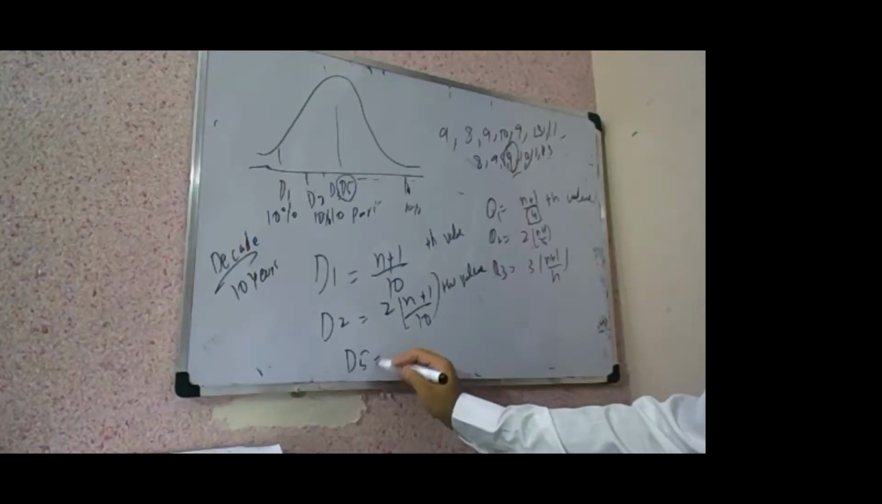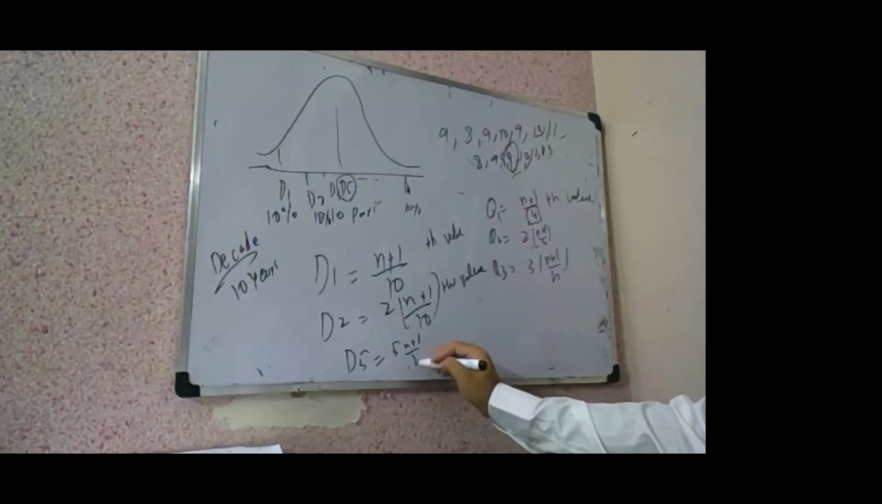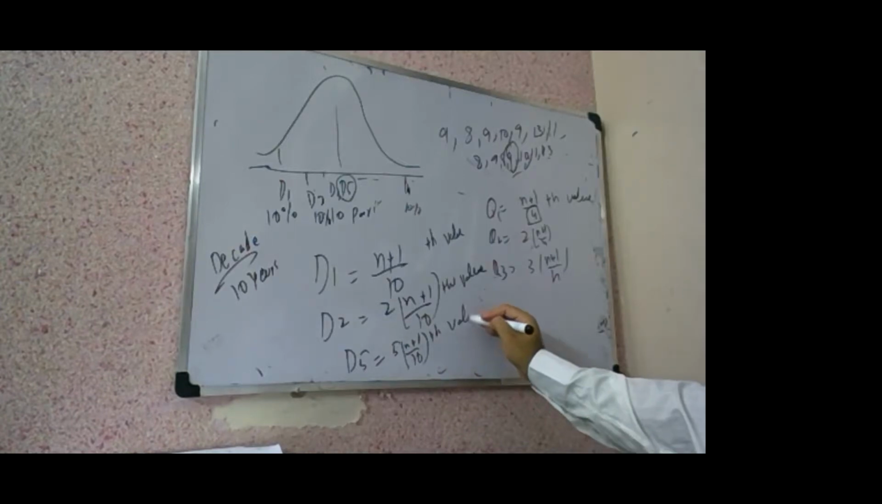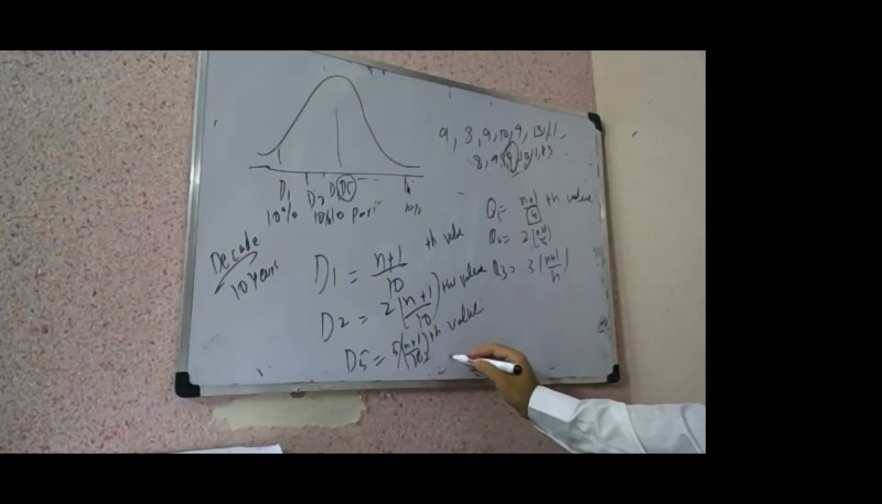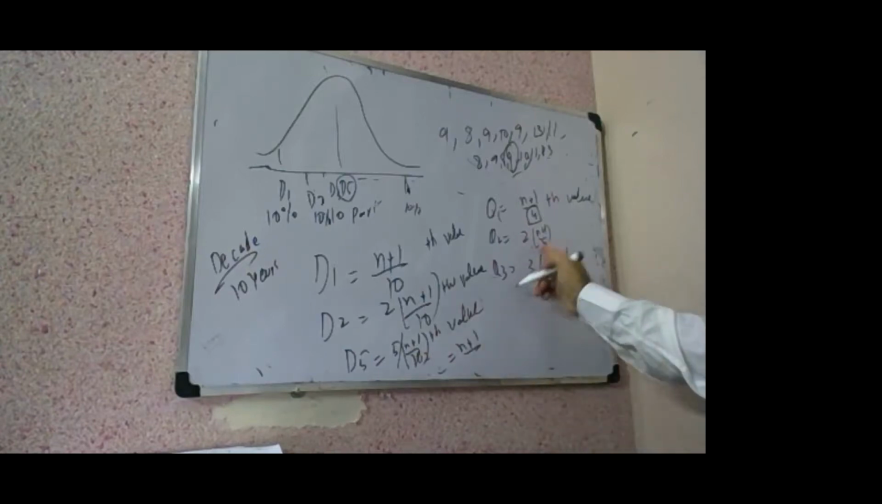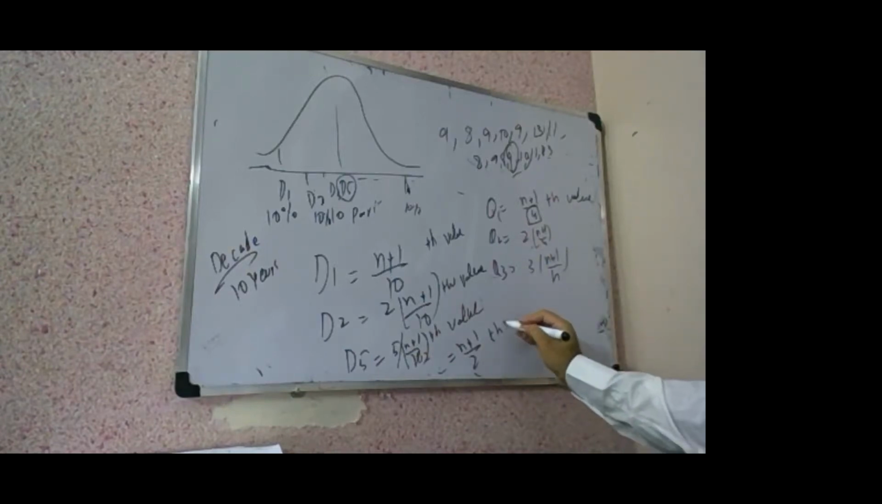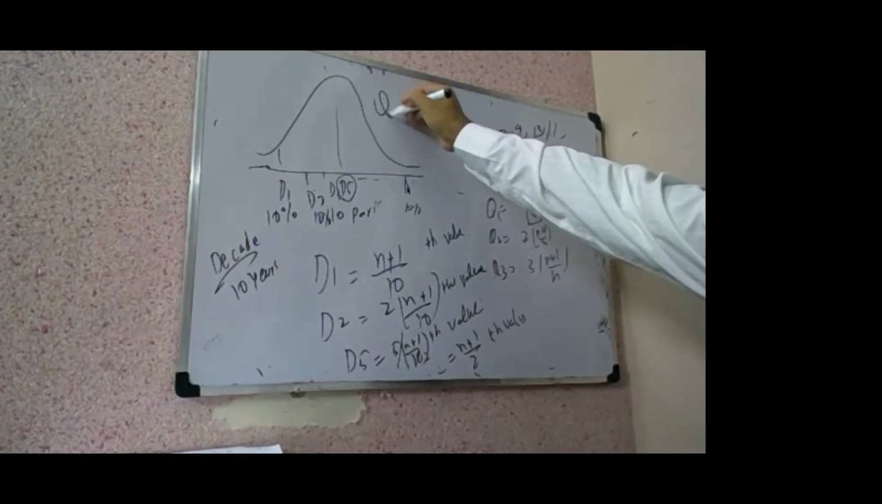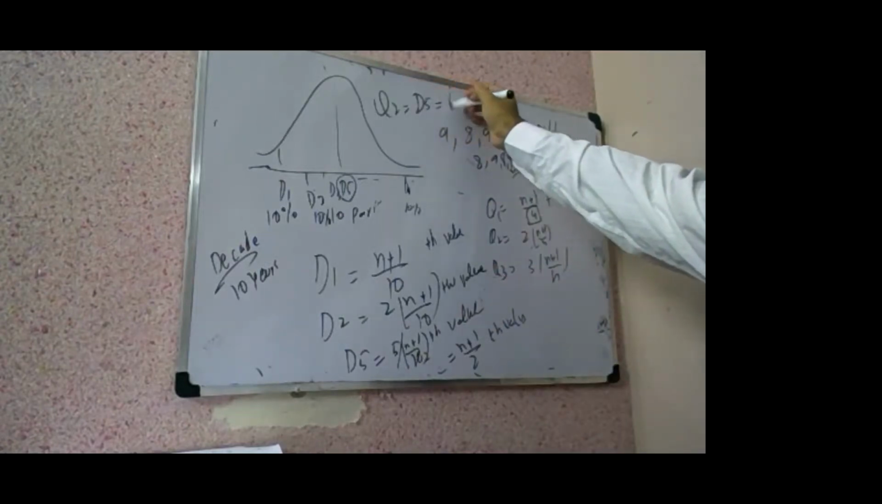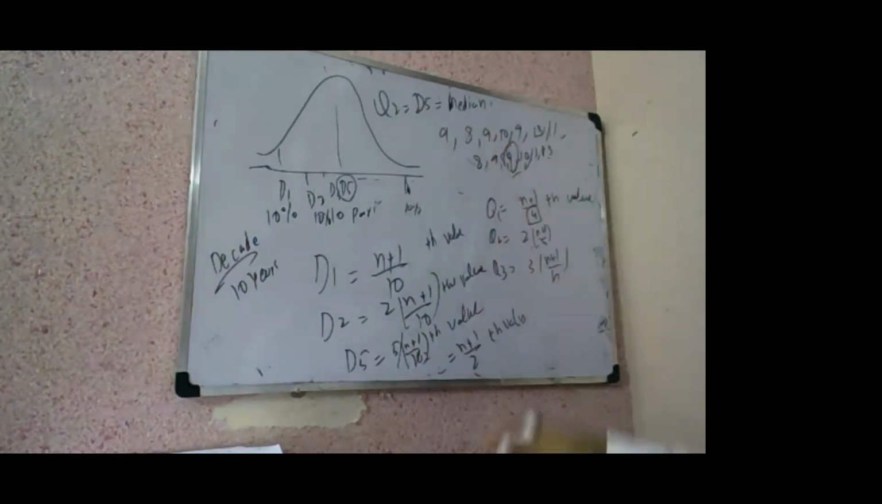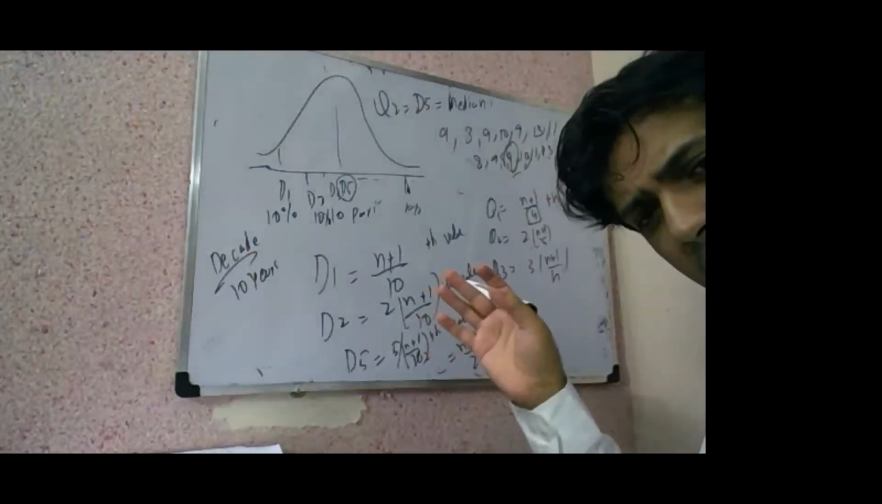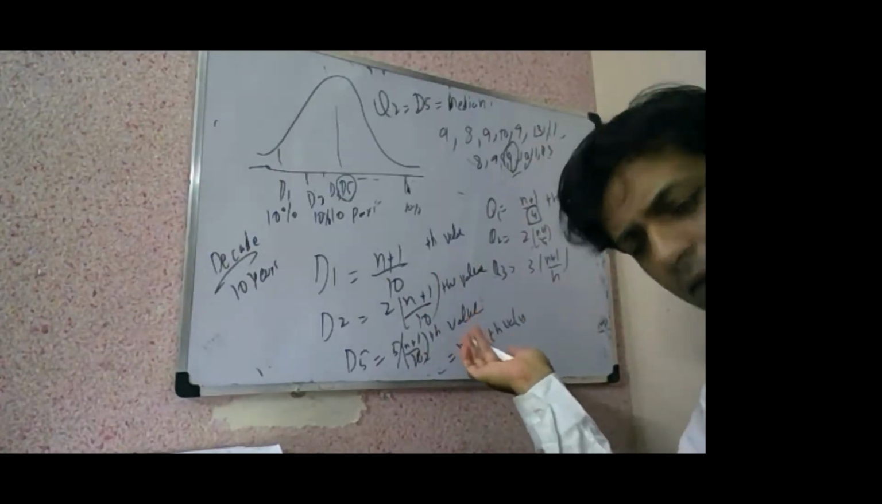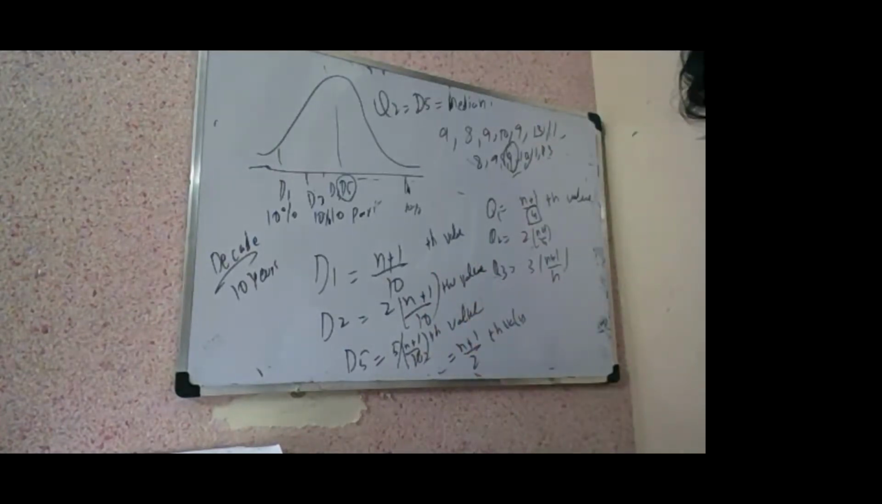And D5 will be 5 times n plus 1 upon 10 value, which is n plus 1 by 2. So it gives us the same as Q2, the n plus 1 by 2th value. So remember, Q2 equals D5 equals the median. The rest is the same. After you arrange the data, get the n plus 1 by 2th value, then the rest of the process is the same.